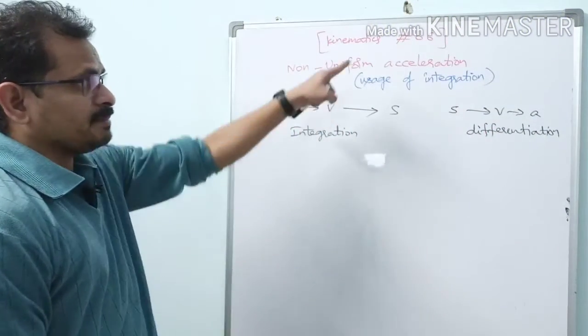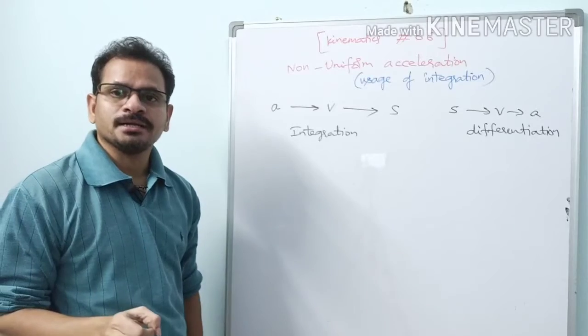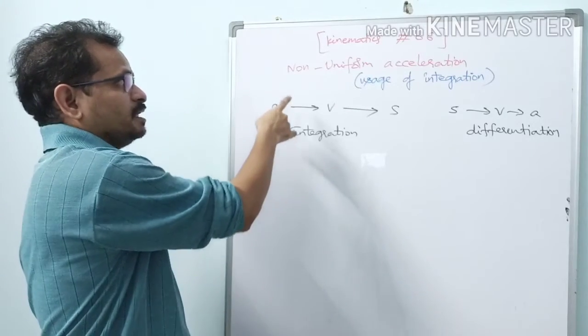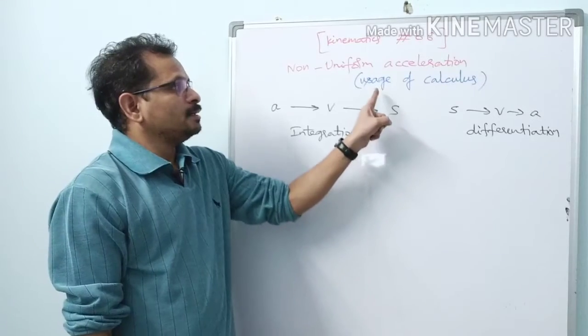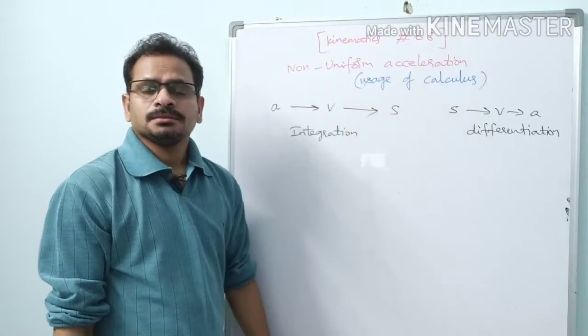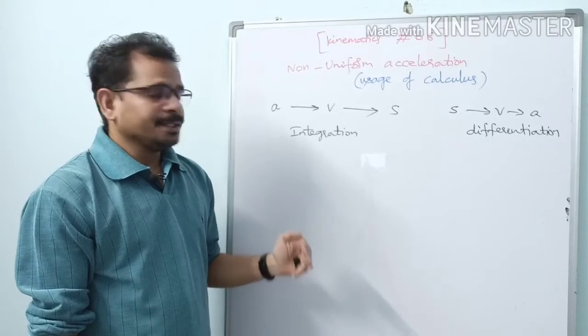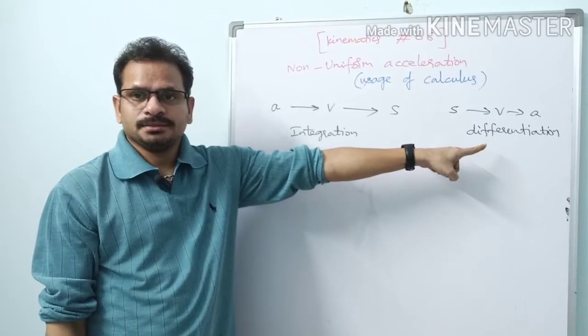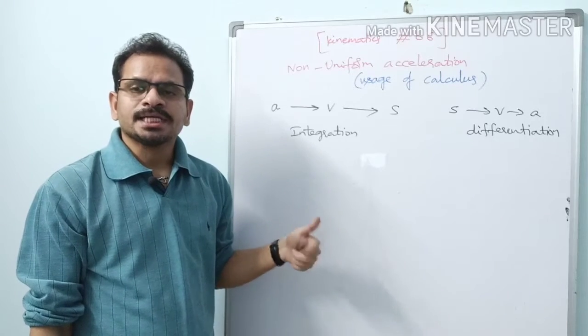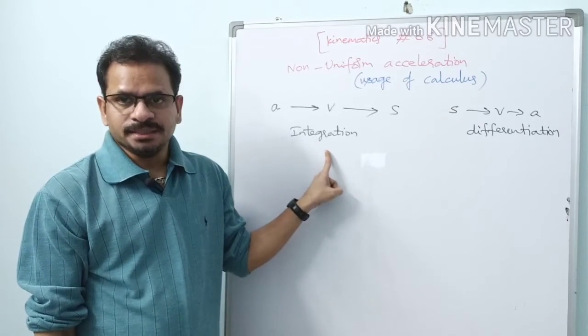Today's topic is kinematics part 6, or motion in a straight line part 6. Here our topic is non-uniform acceleration and uses of calculus. In the previous video we used the differentiation method. In this video I am going to explain the integration method.